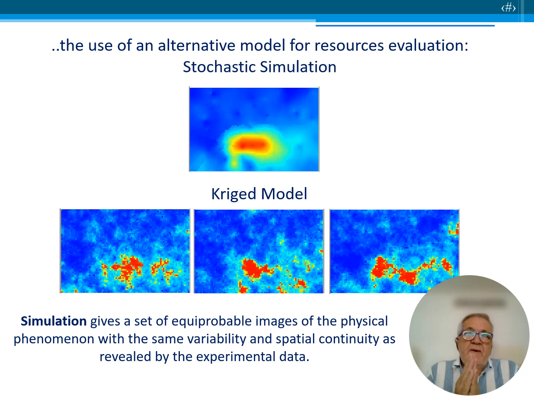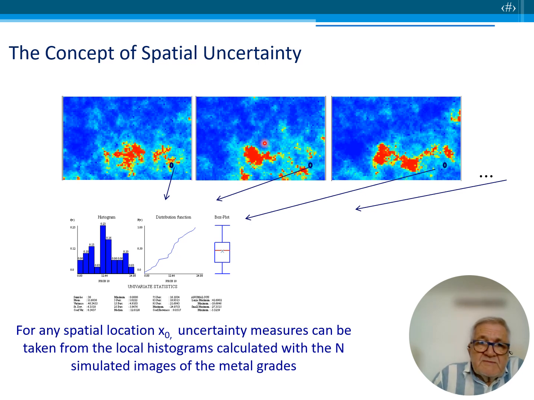And what we are going to learn in your advanced course of geostatistics is an alternative model of resources evaluation, the stochastic simulation. This is to say, instead of reaching an average model with kriging, stochastic simulation gives you an ensemble of models of the physical phenomena with the same variability and spatial continuity as they are revealed by the experimental data. Those sets of models, as many as you wish. With the simulated models, you are going to learn in your advanced course that you can access the spatial uncertainty.